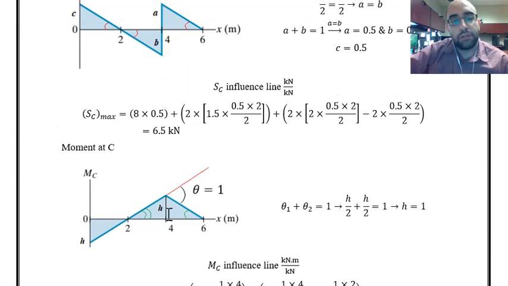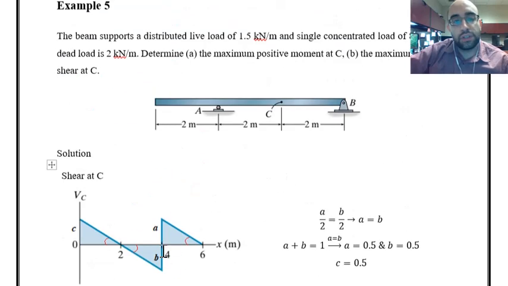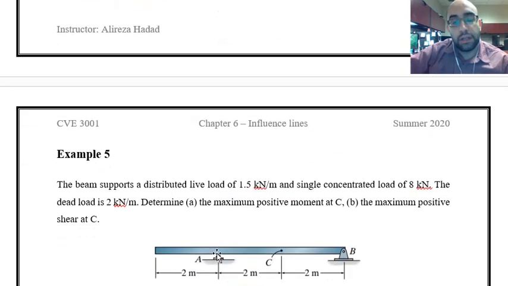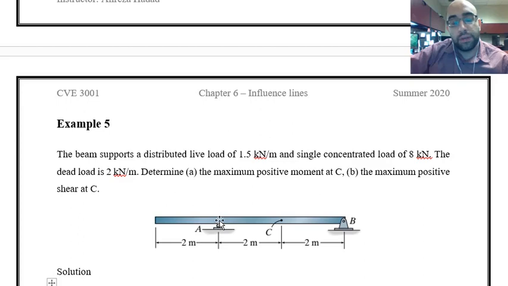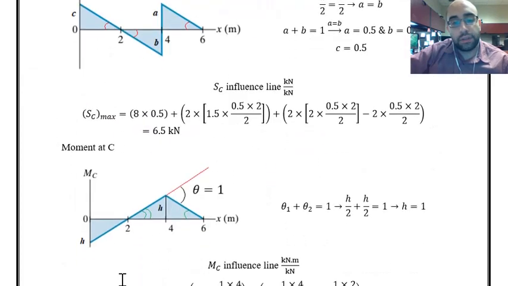That's what I have over here. As you can see, this is the moment at C. This is the hinge that I considered. We applied a unit rotation, and that is the situation. Since we have a support over here, the deflected shape should be at the location of the original beam at the support. That's why we have this shape over here.